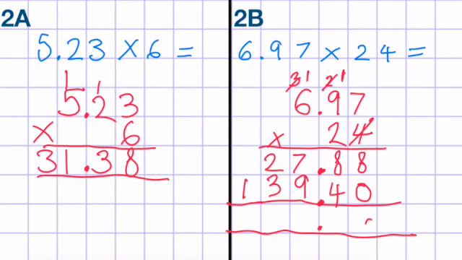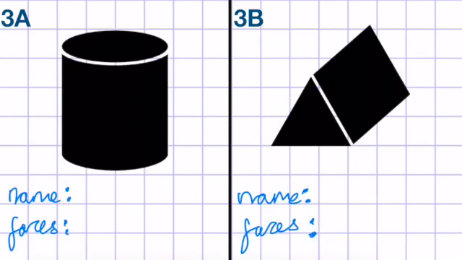Right, 8 add 0 is 8. 8 add 4 is 12, so 2 here, 1 here. 9 add 1 is 10, plus 7 is 17. And then 3, 4, 5, 6, and then 1. So it's 167.28.